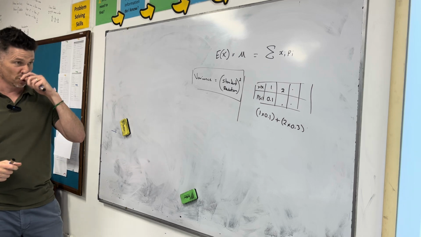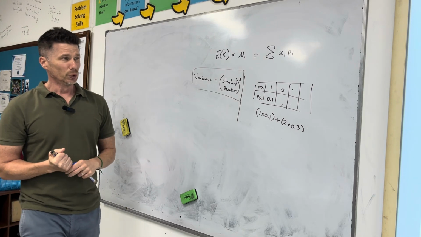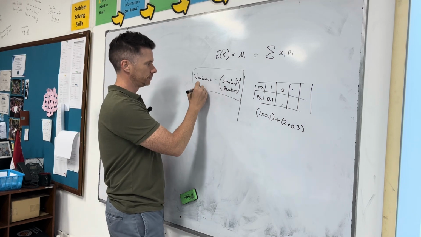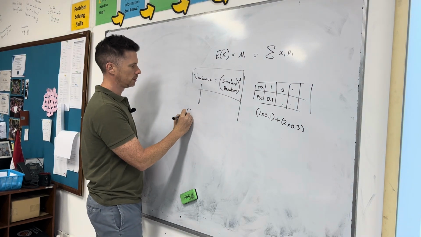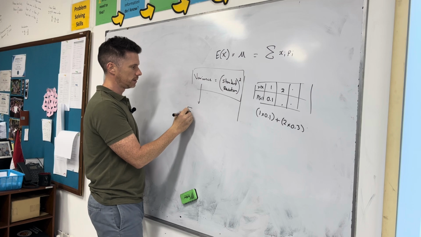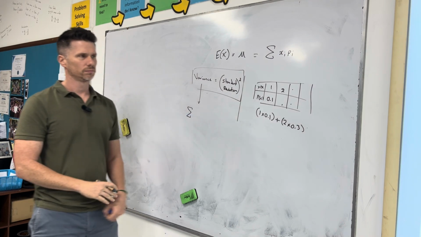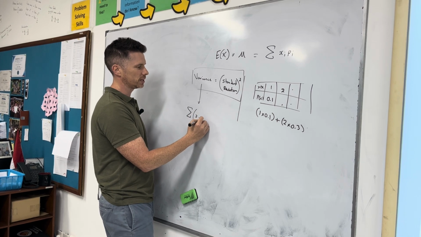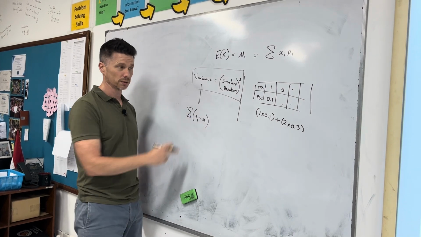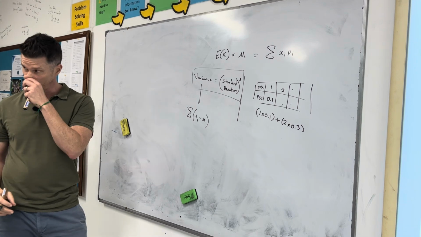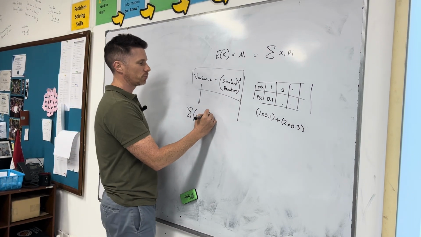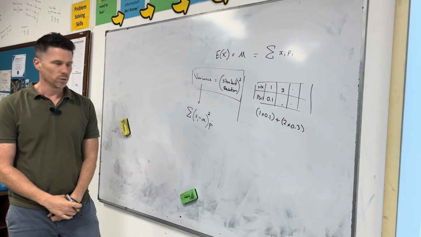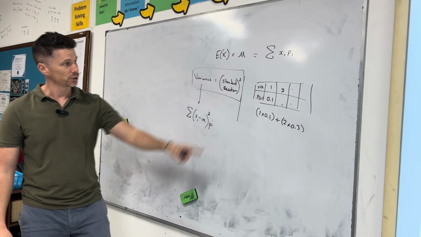So how do we calculate it then? The variance is the sum of each x minus the mean, squared, times the probability. So how far each data point is from the mean, we get by subtracting the mean from it. And we square it, and we times it by the probability. So this would be like 0.1.